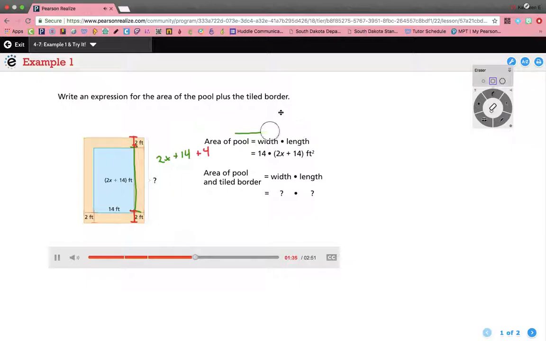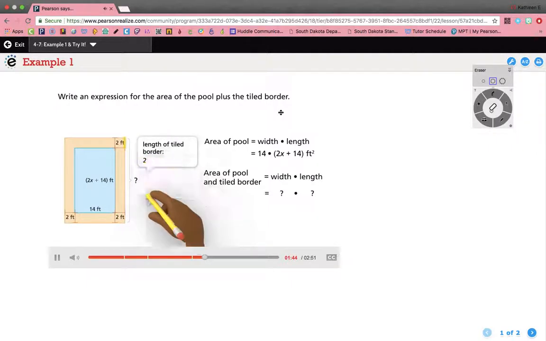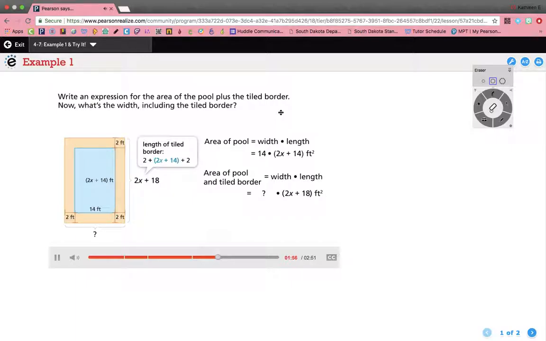You're looking for the dimensions of the pool and tile border. The tile border is 2 feet wide all the way around the pool. So the total length is 2 plus 2 times x plus 14 plus 2 more, which is 2 times x plus 18. Now, what's the width, including the tiled border? The width with tiled border is 2 plus 14 plus 2, or 18 feet. The area of the pool and tiled border is 18 times the quantity 2 times x plus 18 square feet.